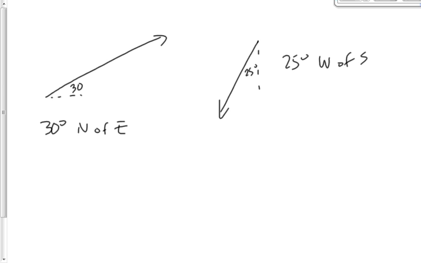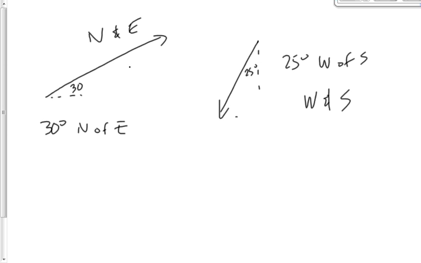Well, here's the thing. You can look at this vector and say, there's two directions this is going. You know this is going north, and you know this is going east, right? It's going up, and it's going to the right. It's not going west, because west is to the left. It's not going south, because south is down. This one we know is going south, down, and we know it's going west, to the left. So we know it's going west and south.